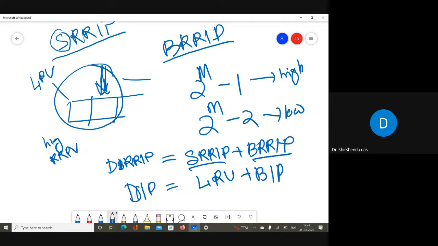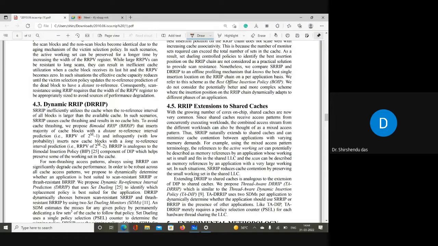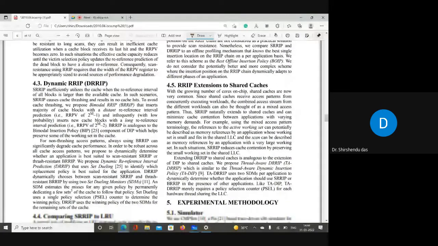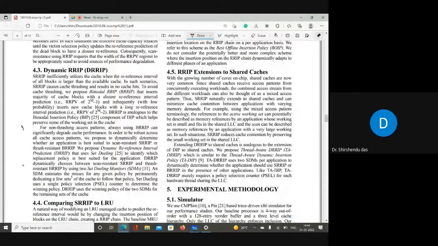But if you look at the way these two papers are written, you will find a lot of similarities, because BRRIP is also similar. Then how DRRIP selects between SRRIP and BIP based on set dueling, all are similar. So if I go back to this slide here, see, if you read the next paragraph, this paragraph, then you will find all this concept.